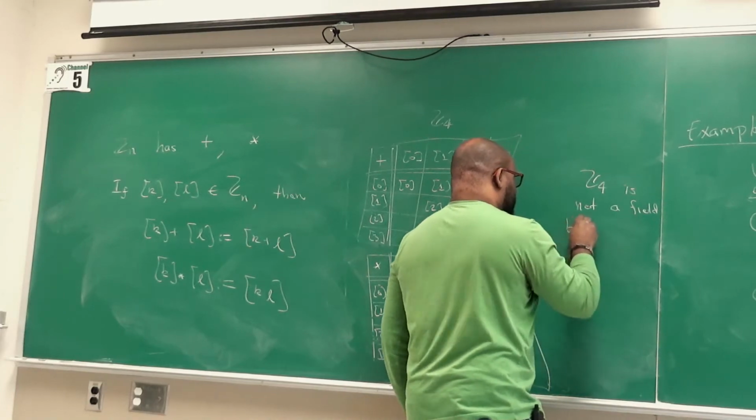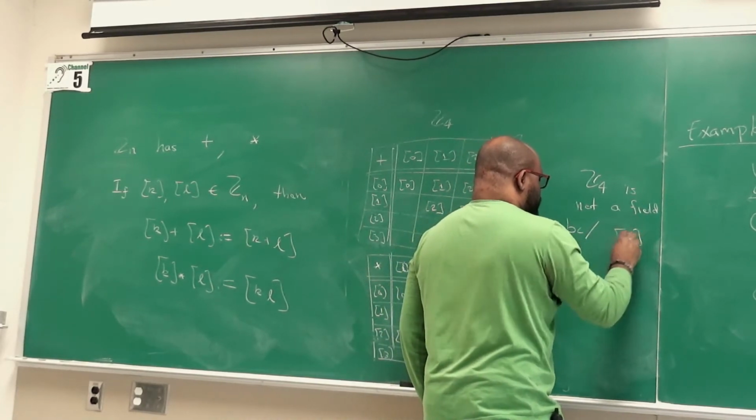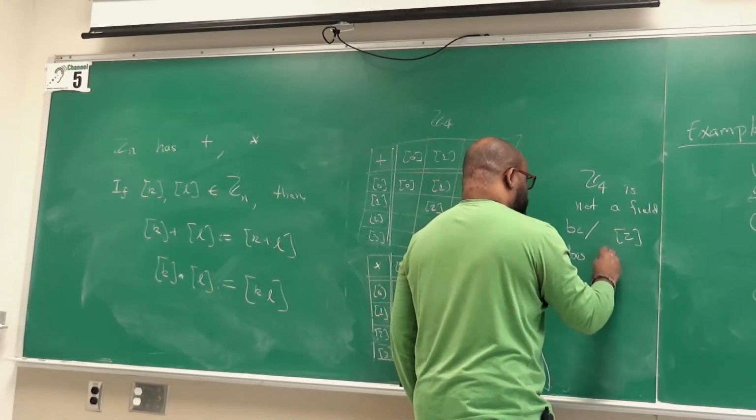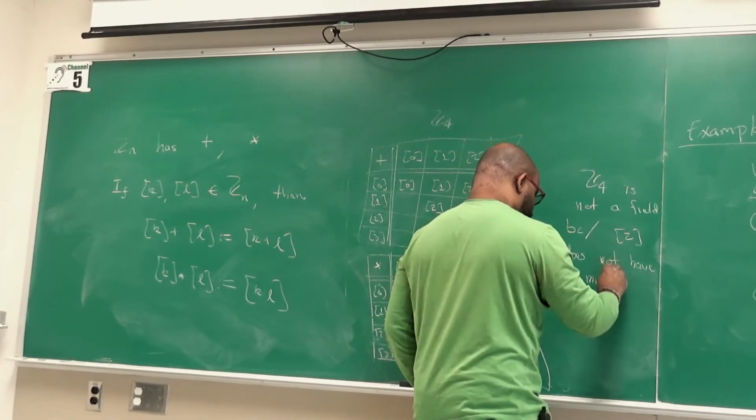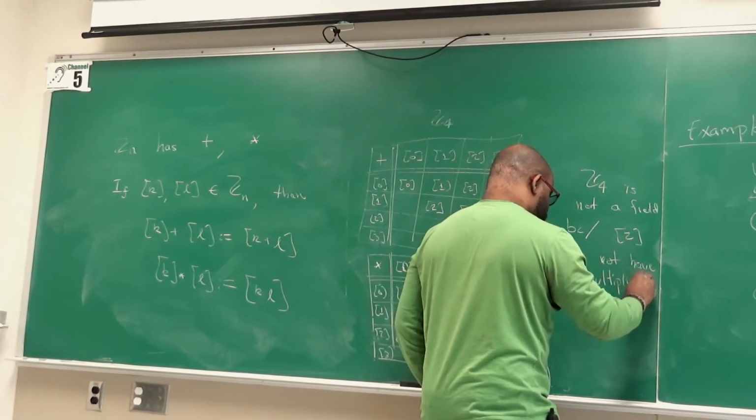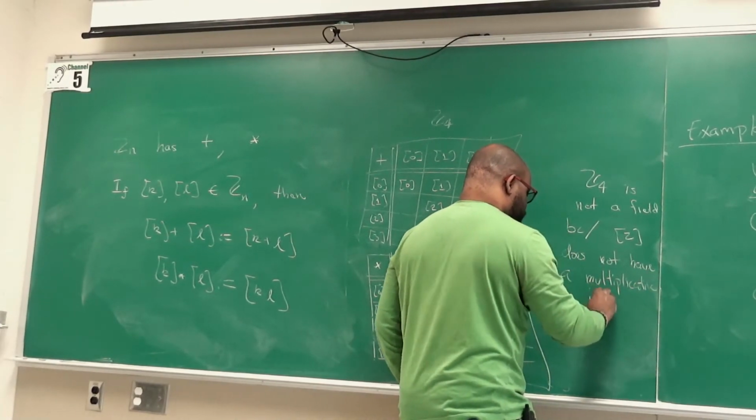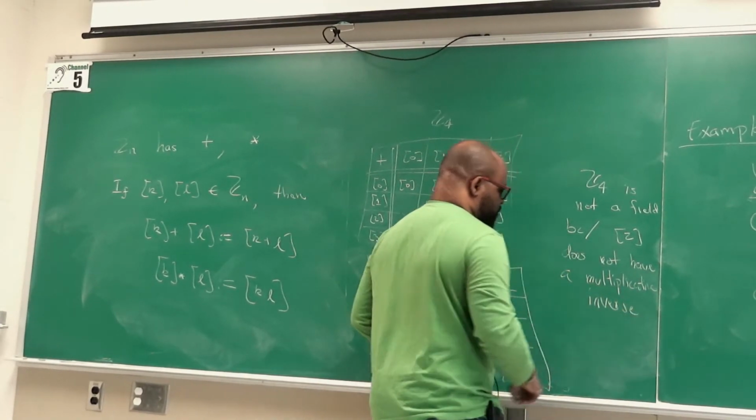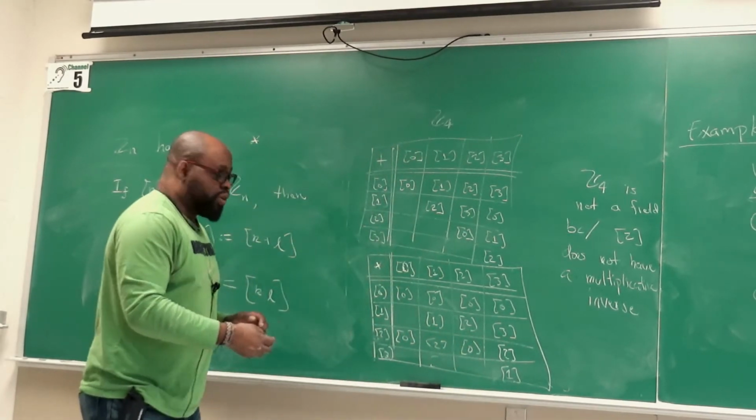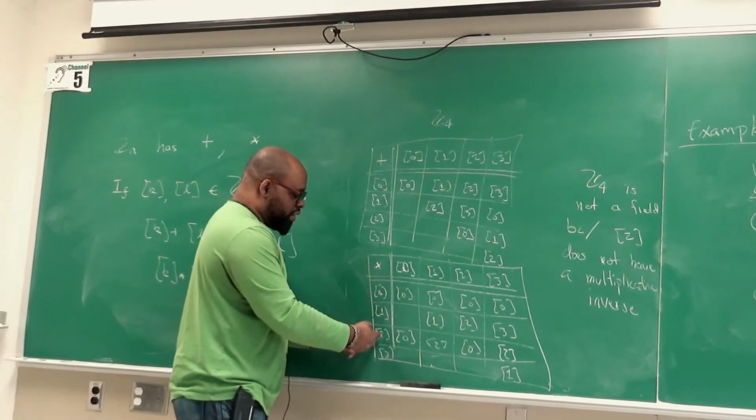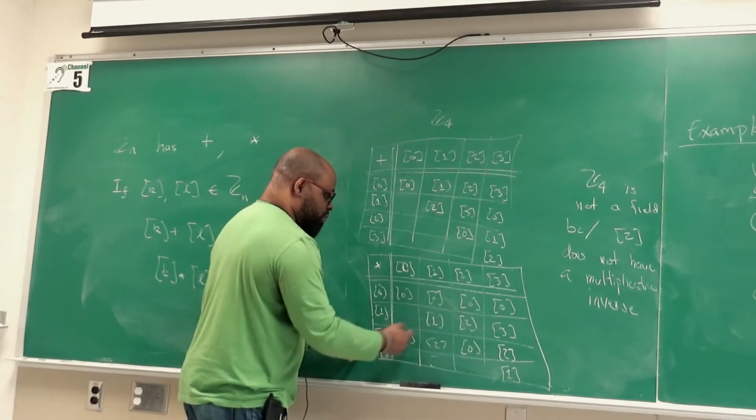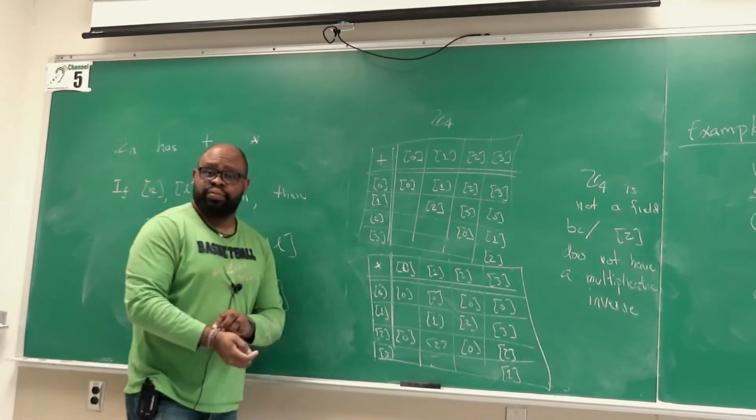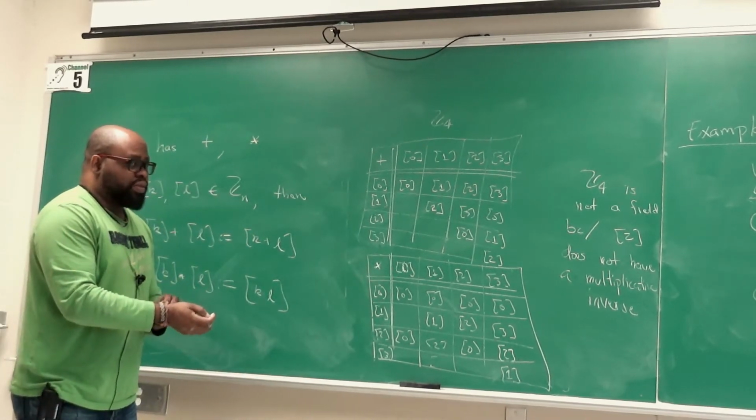And the reason is because, for example, 2 does not have a multiplicative inverse. Right? There's no other element that when you multiply by 2 would give you 1. Okay? So it's not a field.